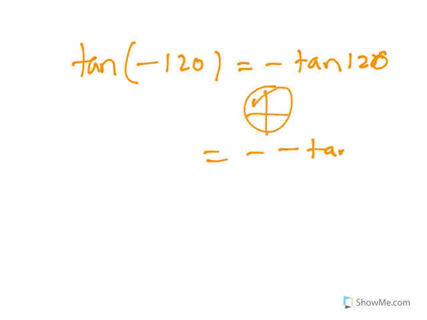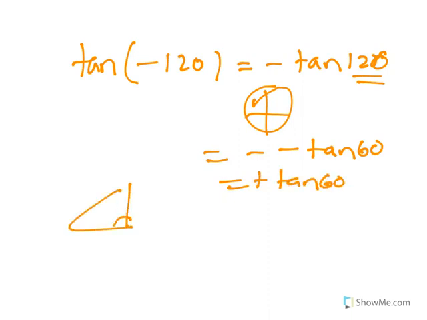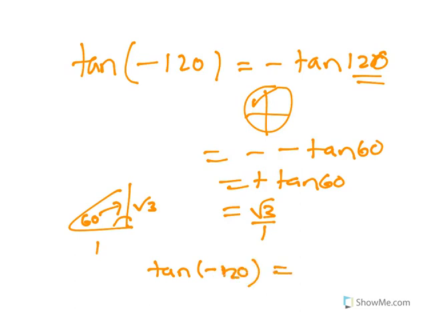Say we did tan of minus 120. That equals minus tan 120, and 120 puts it in that quadrant, so it's minus minus tan 60, which is equal to positive tan 60. Because root 3 is opposite the 60, that's going to be root 3 on 1. You could also just chuck it into your calculator, tan of minus 120, and you would get 1.732. If you square that, you end up with 3, and then mentally you square root it and get positive root 3. So it actually does it for you.